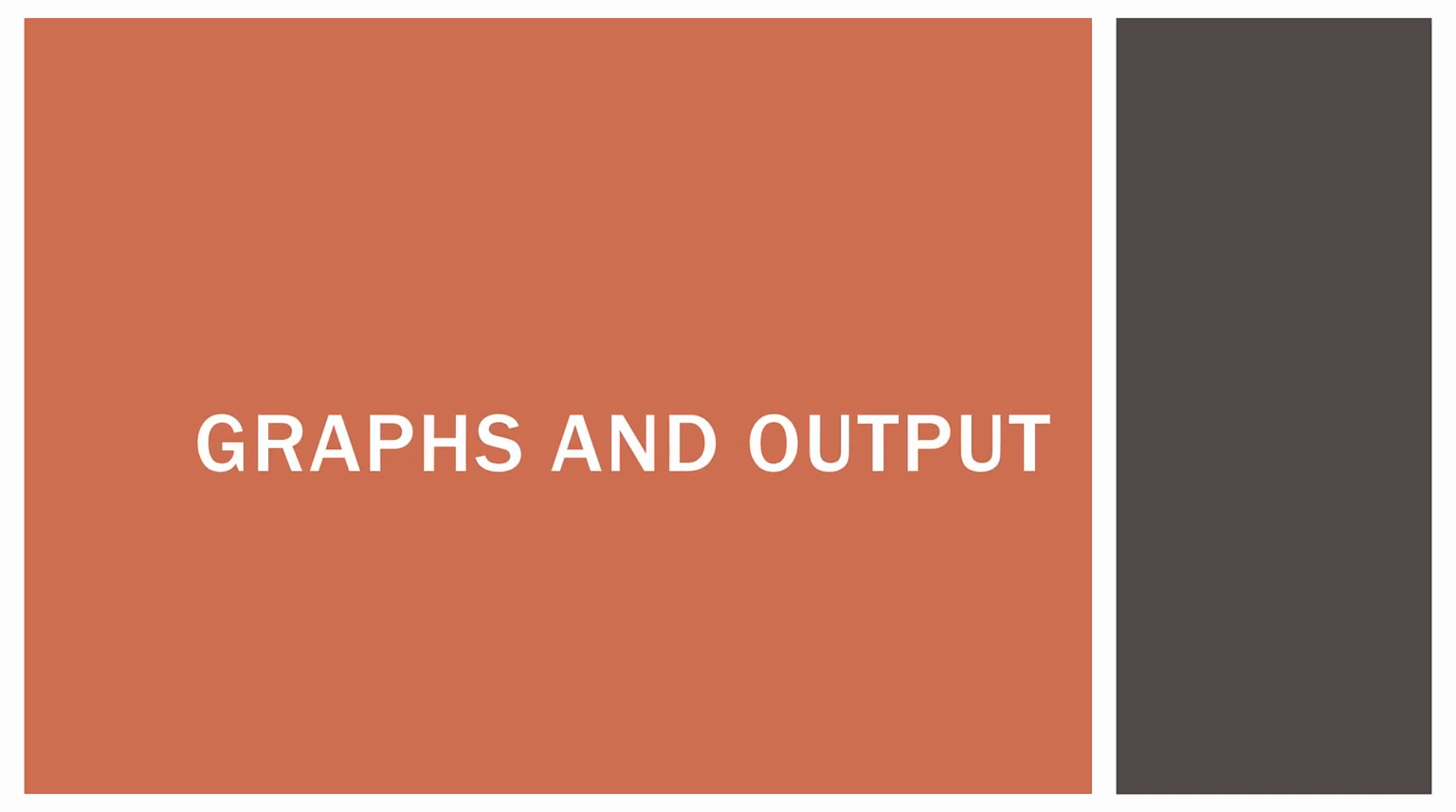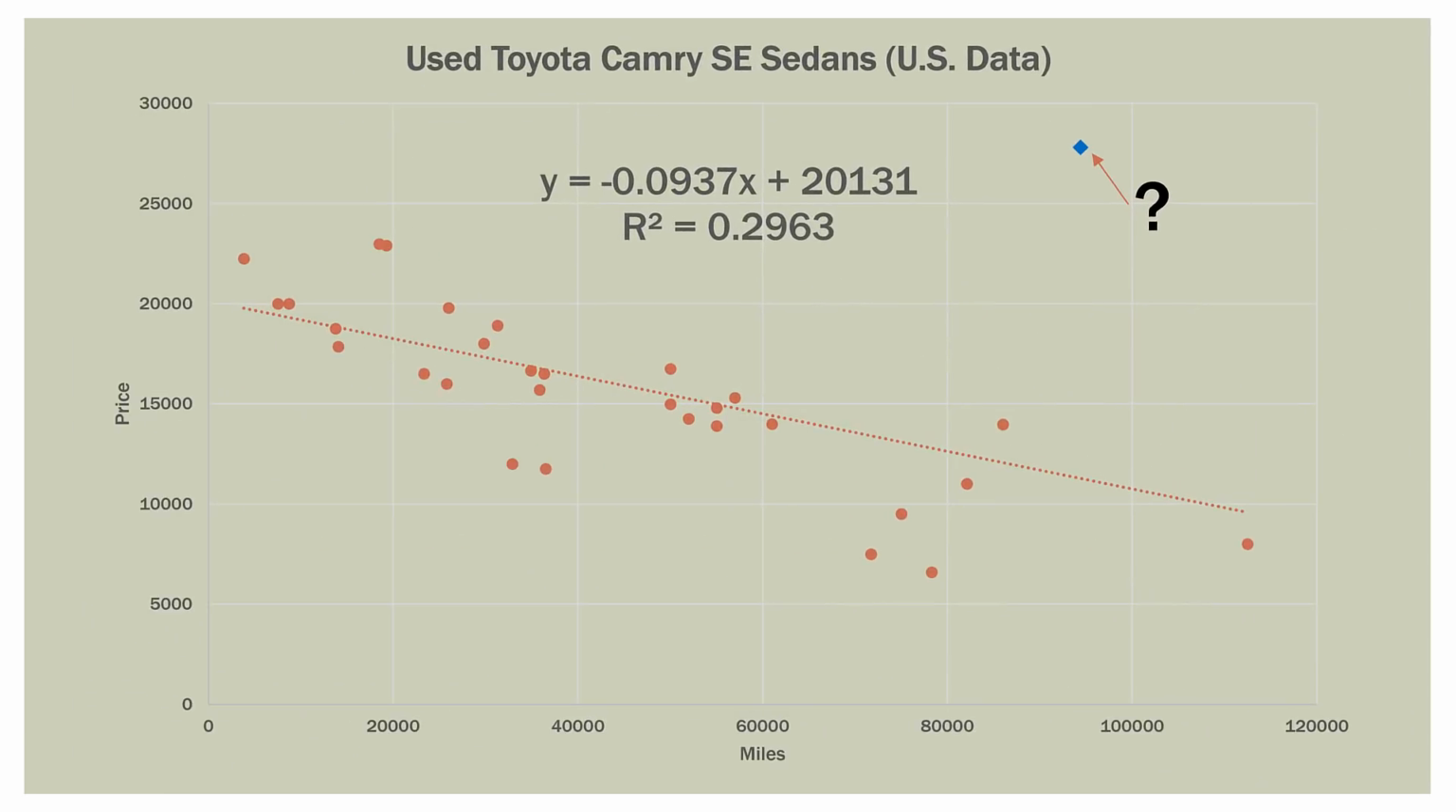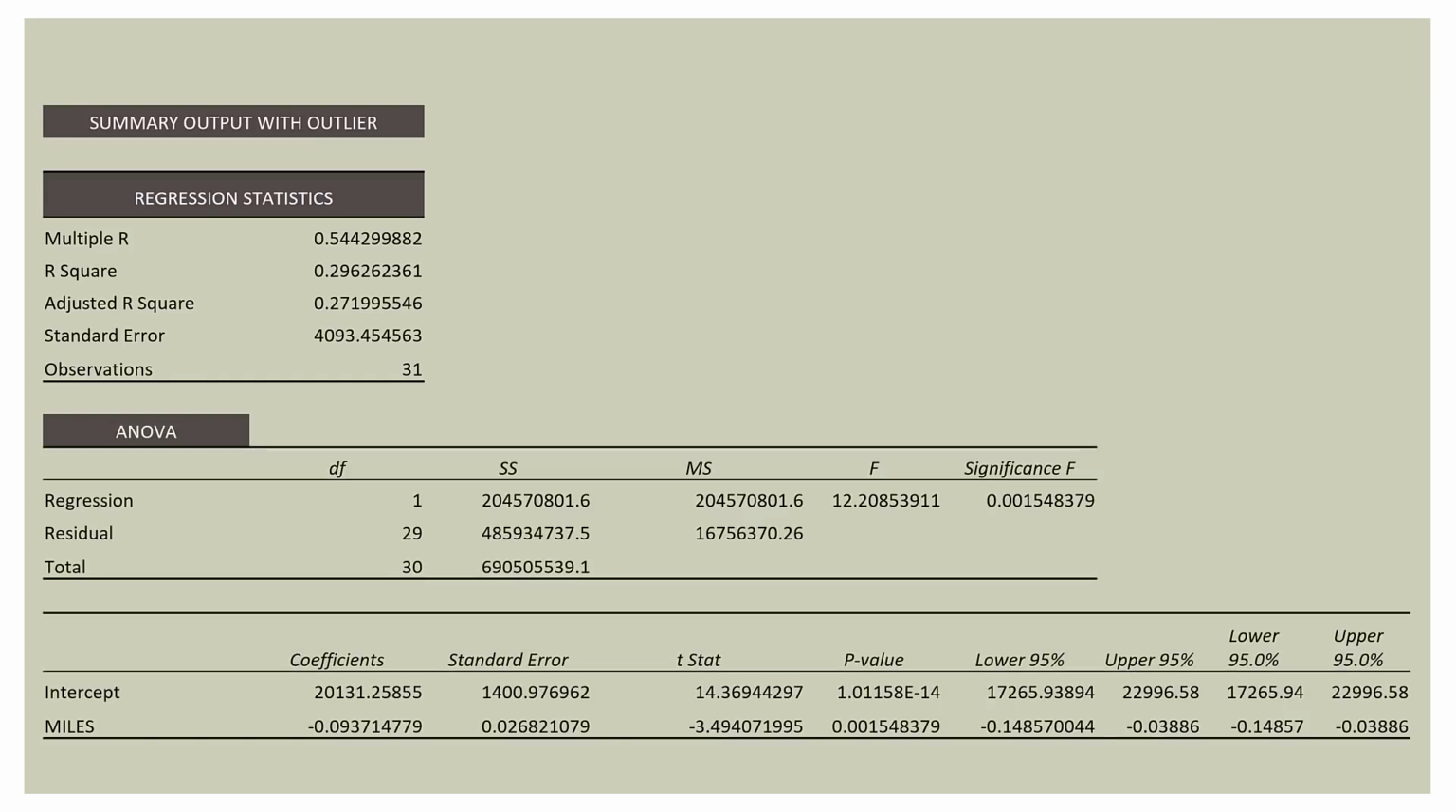So next, let's look at some graphs and computer output. So here's the model we used before that has our outlier in it up here with the blue diamond. So you can see the same regression equation and the same R² value we had before. So now let's go ahead and look at the full regression output for this model. Okay, so here's the full computer output for that model.